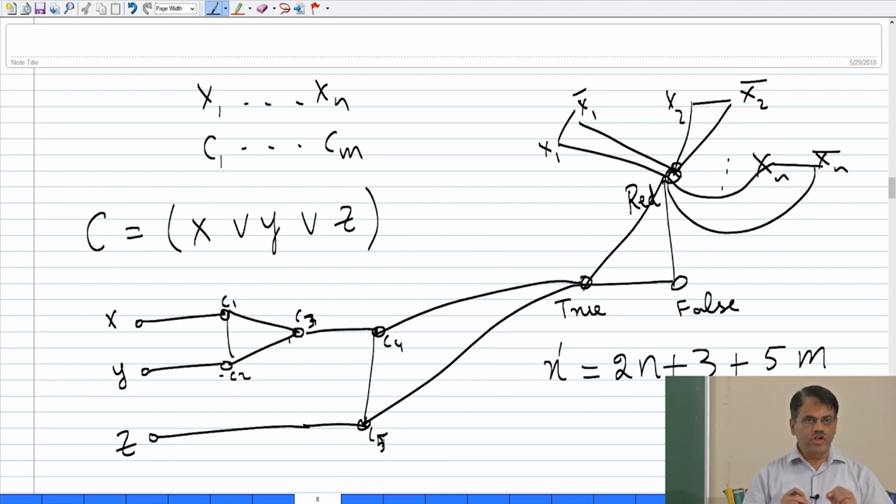And you do this for every clause. So for the next clause, the variables may be the same. I will pull out from these variables. I will add these 5 extra vertices corresponding to that clause, and these variables will go in there and feed into this vertex. This is my big graph.